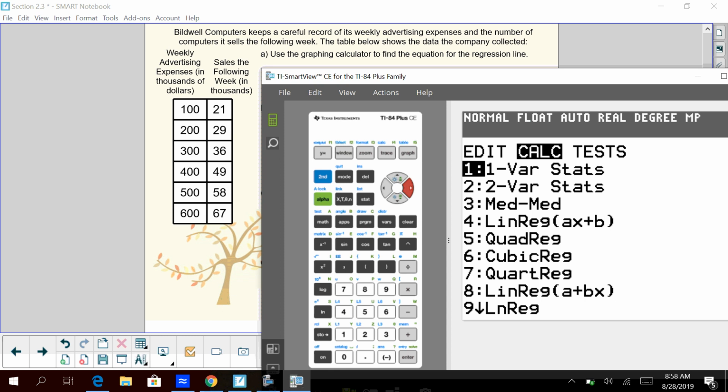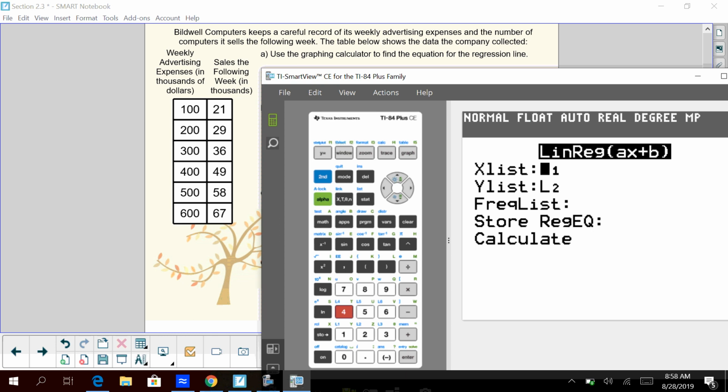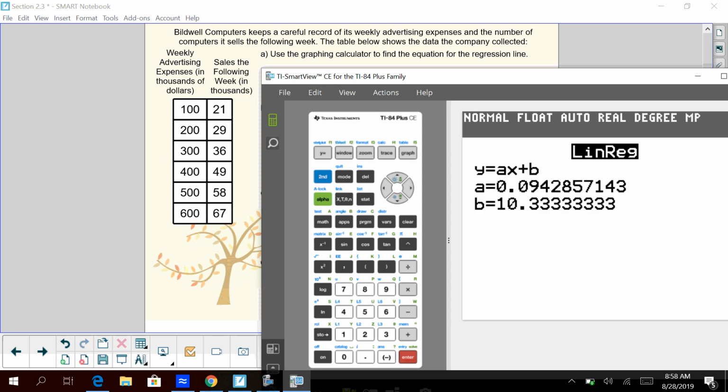So just hit 4. And then you can see, this is why it was important you had an L1 and an L2. Those should be in there already. You're just going to keep hitting enter until you get to calculate and it does something. And something like this should appear. You might even have r's on there. We're not worried about the r's right now. Do we have it? Okay, we'll put the r's back in if we ever need them, but at this point you don't need them.